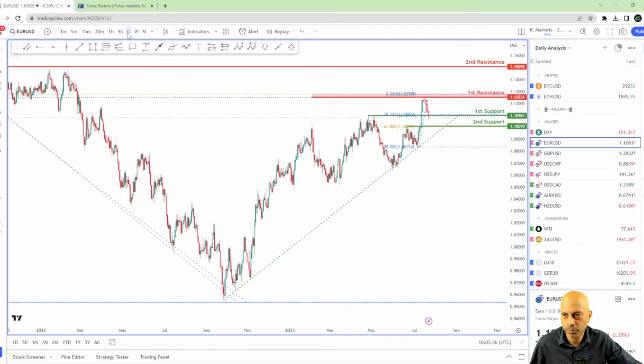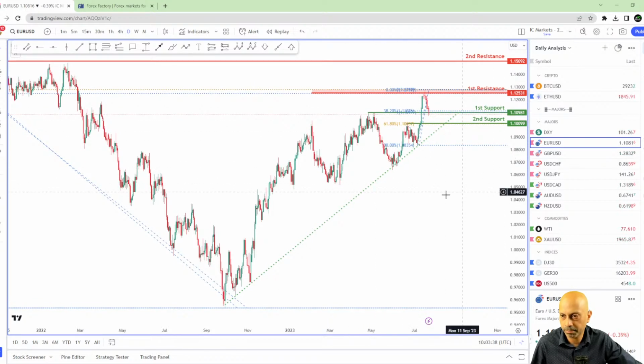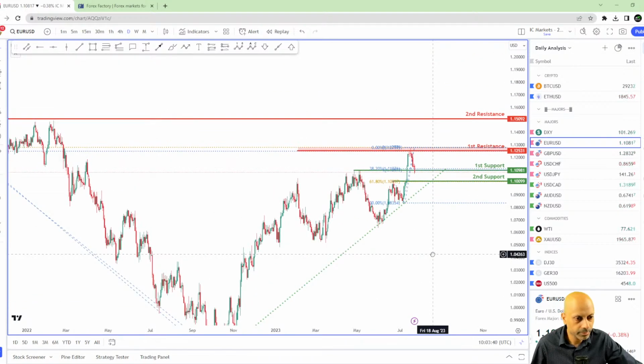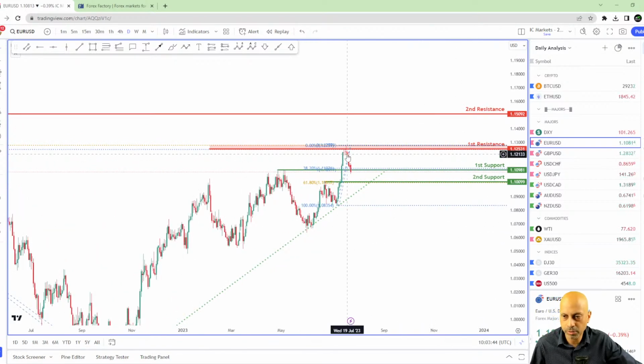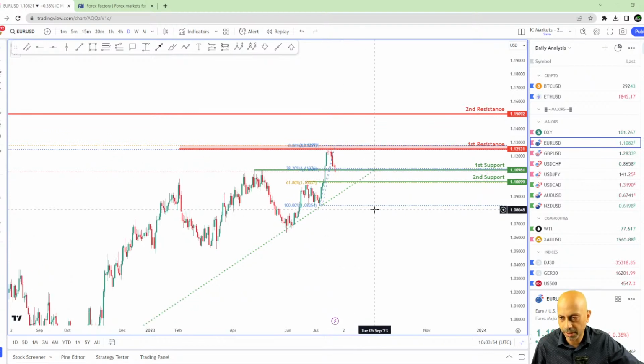First of all, we'll start with the daily time frame. So after last week's strong rebound in the value of the dollar index, naturally the euro is going to come down crashing hard. It is currently testing the first support on the daily time frame.